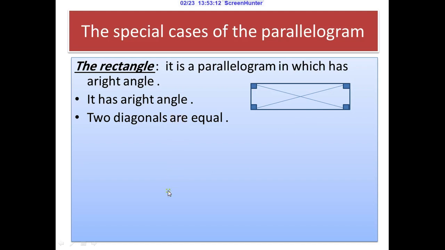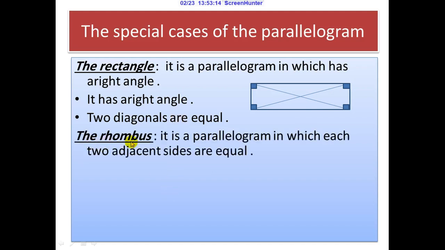Let's see the second one, which is the rhombus. The rhombus is also a parallelogram in which each two adjacent sides are equal in length. What is the meaning of two adjacent sides being equal in length? It means it has four sides equal in length. We have this property in the parallelogram: each two opposite sides are equal and parallel, but in the rhombus, the four sides are equal in length.